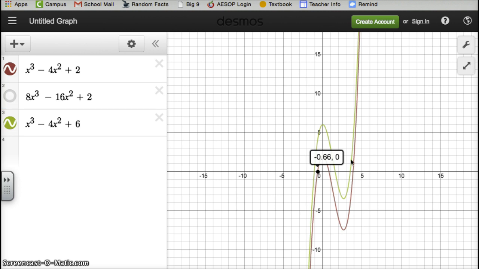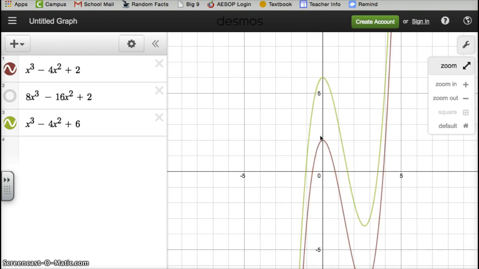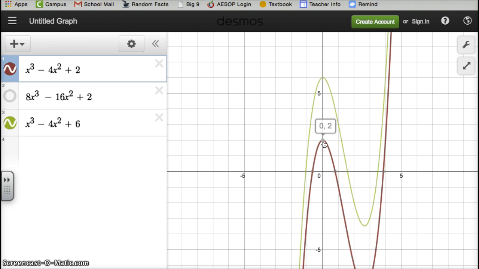Now look at the shape. The shape is almost exactly the same, right? They follow, I don't want to say parallel, but they follow the same path, okay? If I zoom in, you can see it even more. Look, they follow each other almost exactly. The only difference is, here I'm at 2, here I'm at 6.